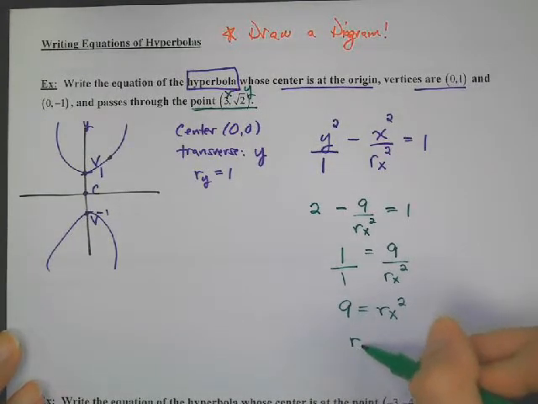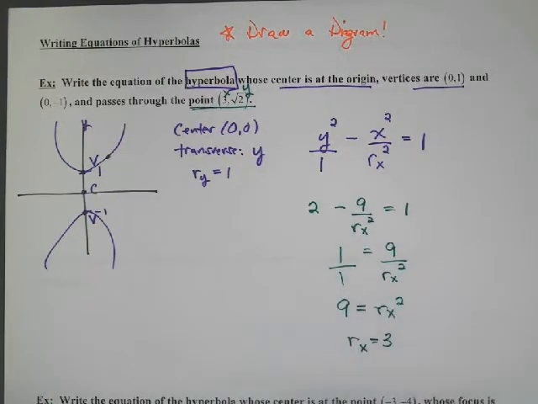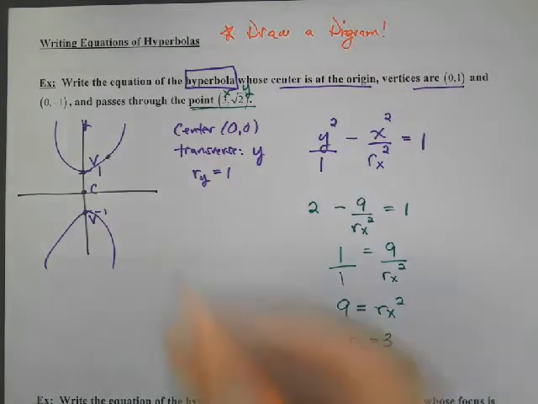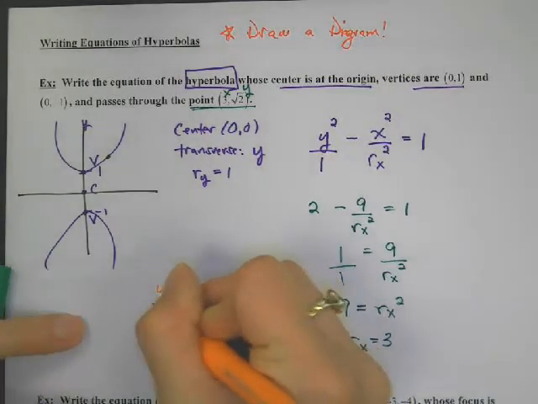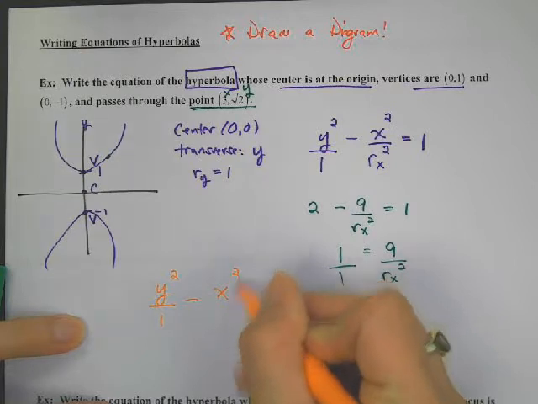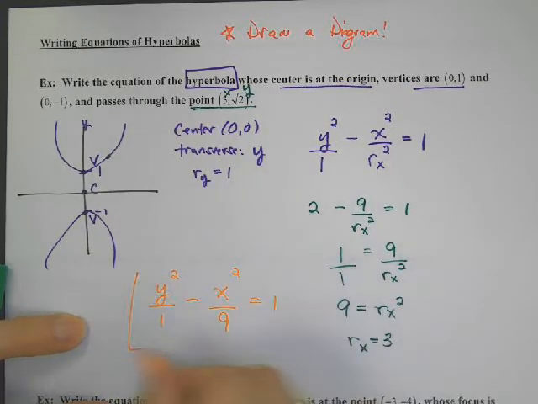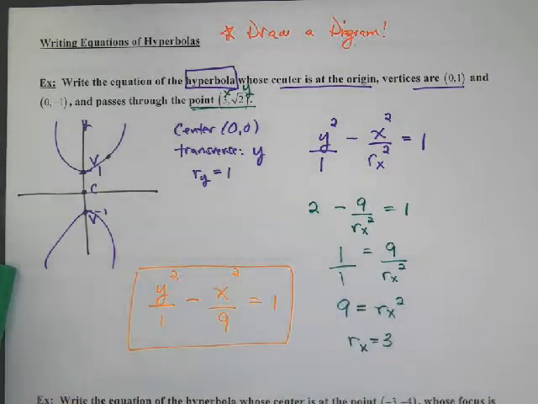Some people like to keep going and say r sub x equals 3. Okay, which is true, and then you're going to have to square it to put it back in the equation. So the final answer is y squared over 1 minus x squared over 9 equals 1. There you go, equation of a hyperbola.